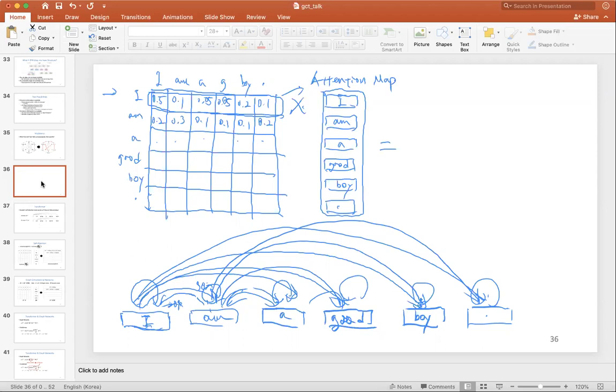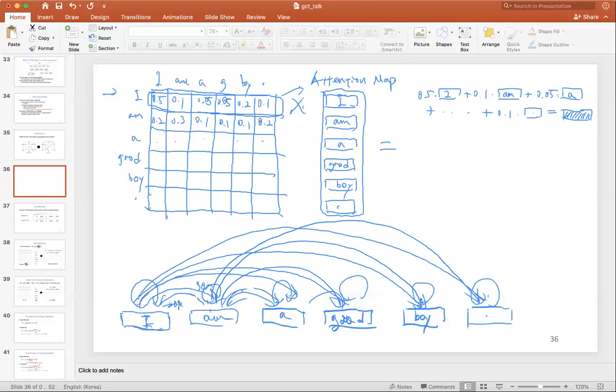Just one time, I'm going to be very specific. I plus 0.1 times M plus 0.05 times the next token, plus and plus and plus, and the end is 0.1 times the period, and then you have a context vector. So this is how you get a context vector using the first row and the embeddings.